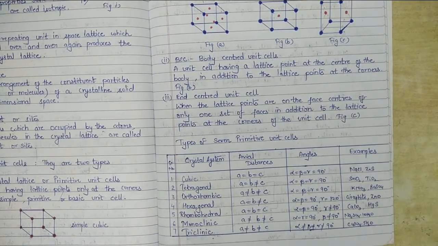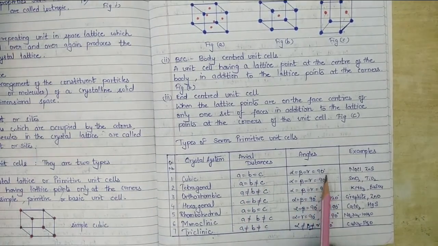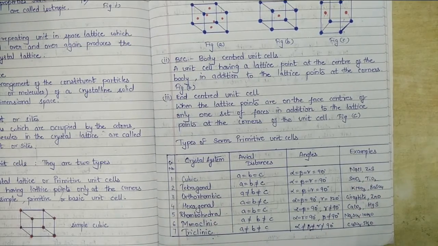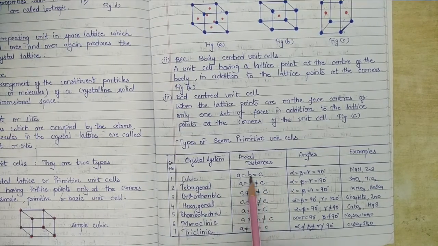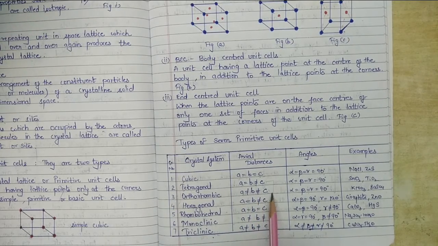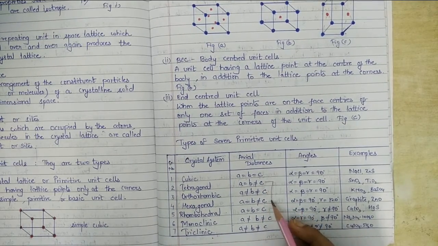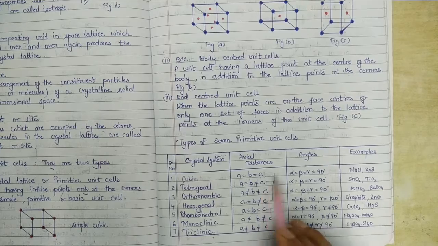Now let us study these. How to remember this chart? Talking about axial distance, if A, B and C are all equal and alpha, beta, gamma are all equal to 90 degrees, then that type of system is called cubic. This exists in NaCl and ZnS. Now for tetragonal, A is equal to B but not equal to C. In orthorhombic, A is not equal to B and B is not equal to C. The second one is similar to the fourth, hexagonal, where the two are the same but B is not equal to C. If you see, the second and fourth are the same, and the first and fifth are also the same, A equal to B equal to C. So you can remember it like this.